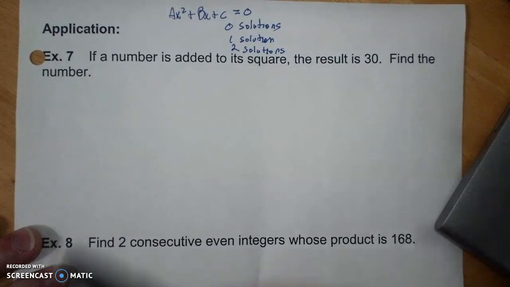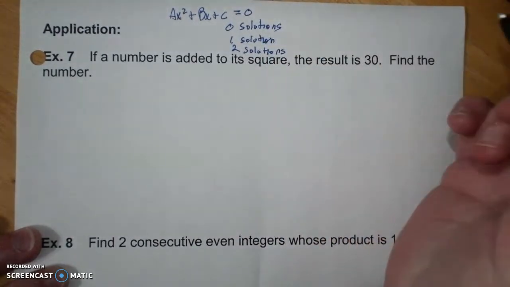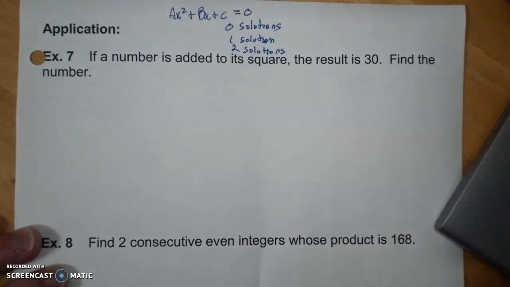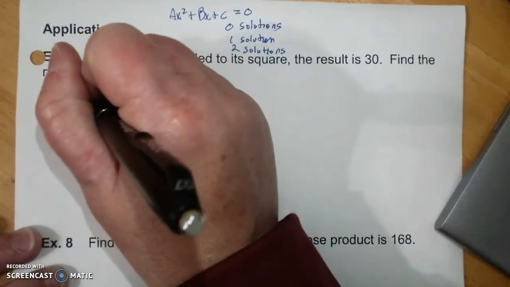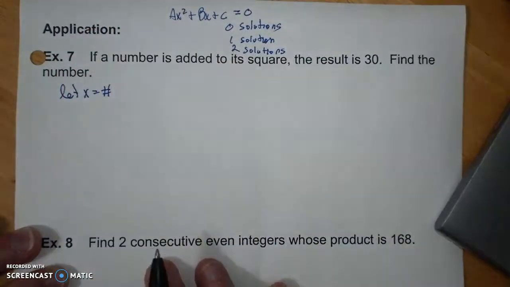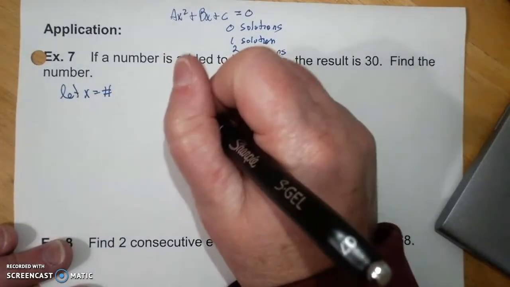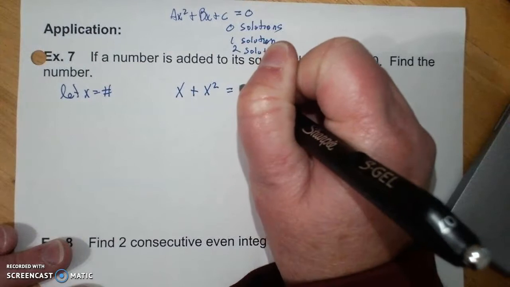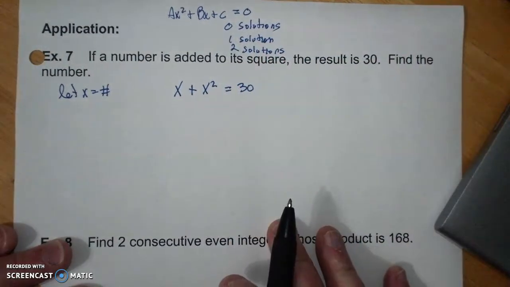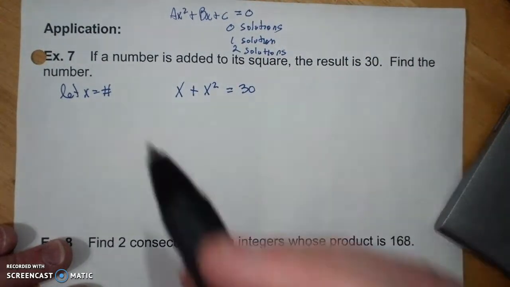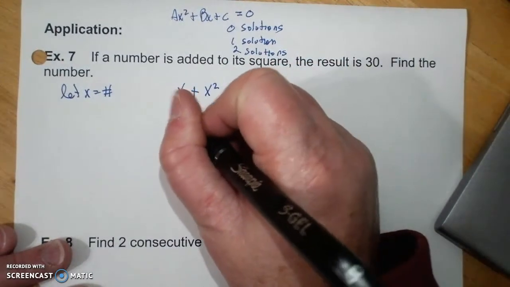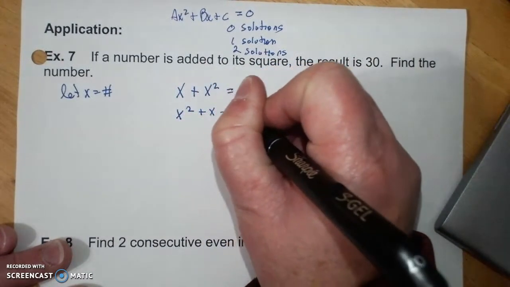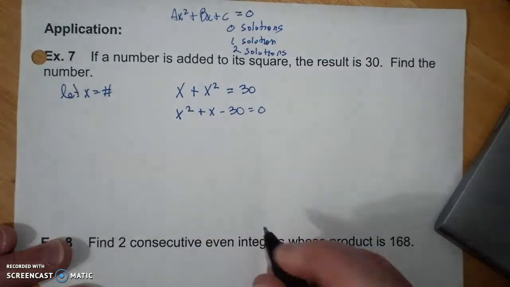So here we go. If a number is added to its square, the result is 30. Find the number. So let x equal the number, any number. So I have x and I add it to its square and it becomes 30. Remember that we have to set it equal to 0. So x squared plus x minus 30 equals 0.